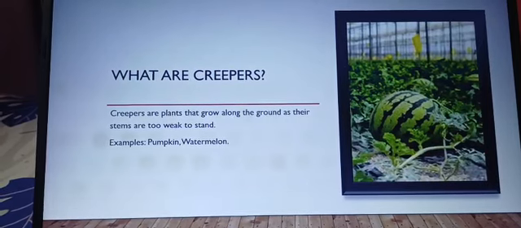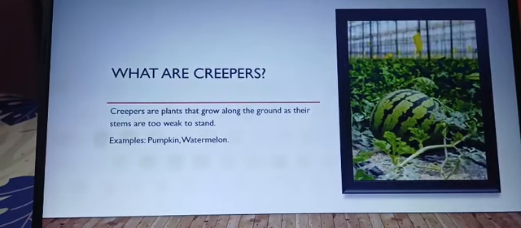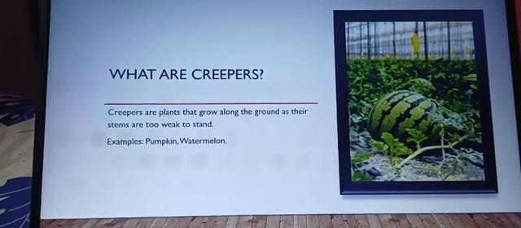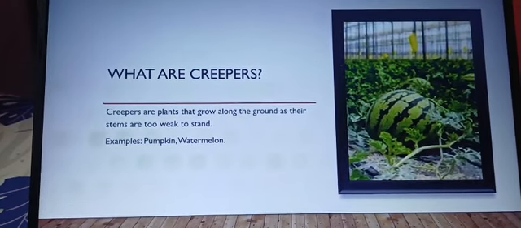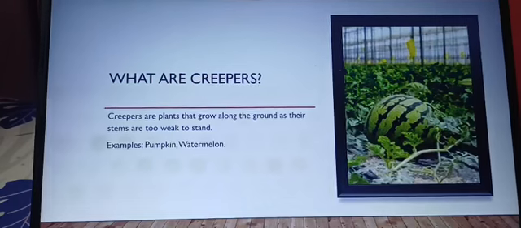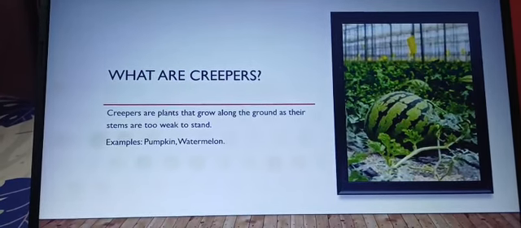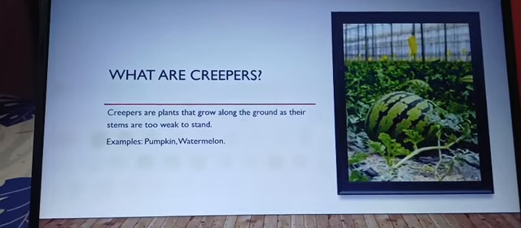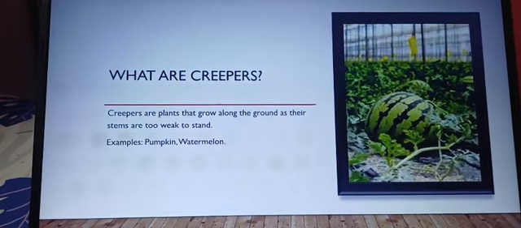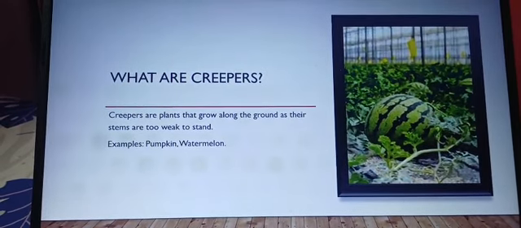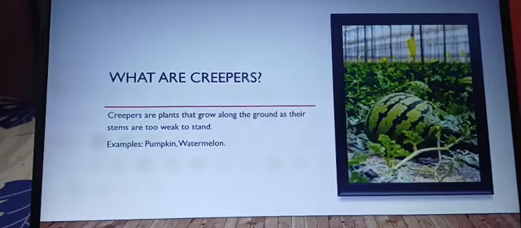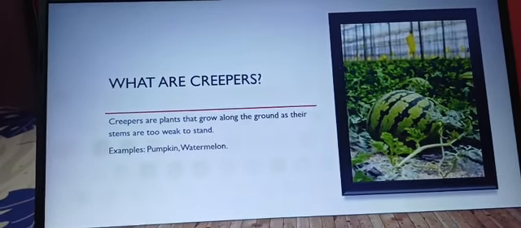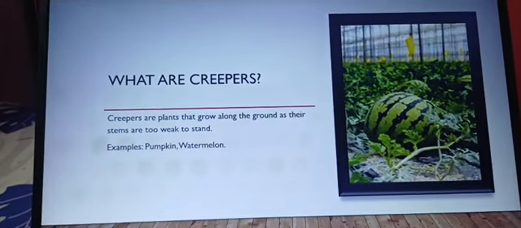What are creepers? Creepers are plants that grow along the ground. Their stems are also very weak and they also cannot stand up. So what are the examples of creepers? Pumpkin, watermelon. These plants are examples of creepers.